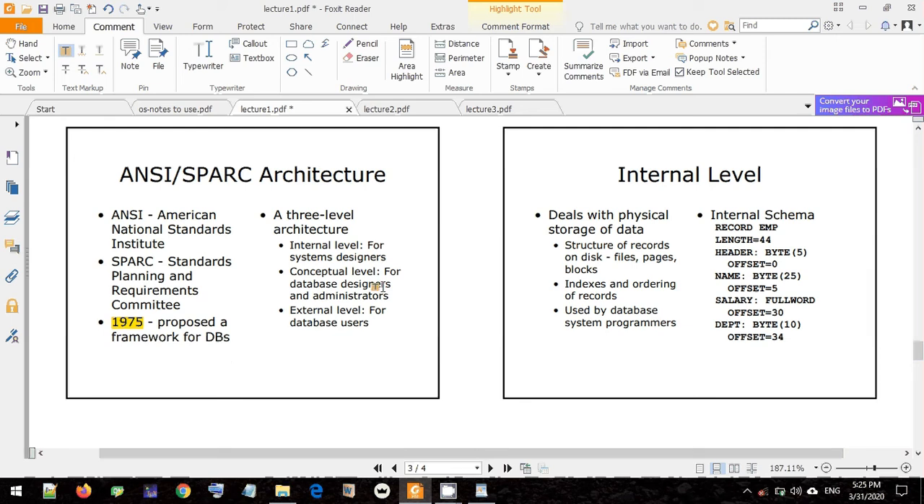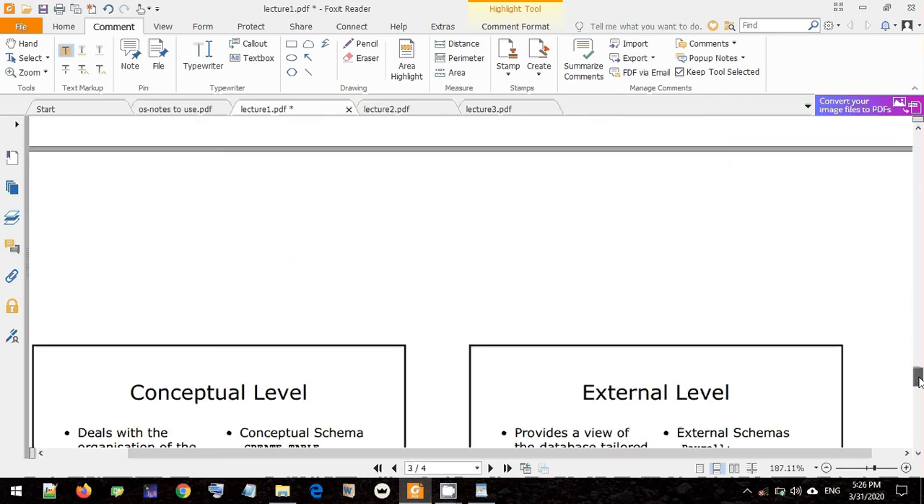The internal level is for system designers because it focuses on the structure of records on the disks, like files, pages, blocks. It equally focuses on indexes and ordering of records. It is used by database system programmers. An example of an internal schema, we could have record employee length 44. You actually see that it describes the length of the record on the hard disk file, and it equally provides more details that the database programmer will be able to understand.